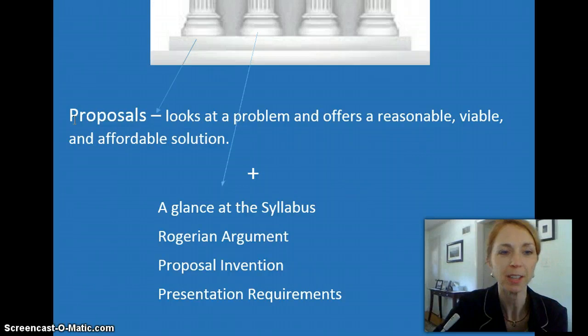We'll continue our discussion with how a proposal looks at a problem and offers a reasonable, viable, and affordable solution. Plus, we're going to add to that with this mini lecture. We're going to take a glance at the syllabus to see what's due. We're going to take a peek at Rogerian argument. You're not assigned that reading, but it's something I'm throwing in here for free. We'll look at the proposal or the invention for the proposal, and we'll look at presentation requirements.